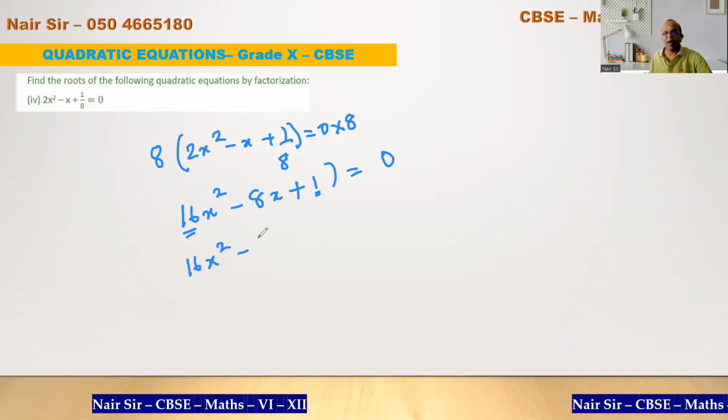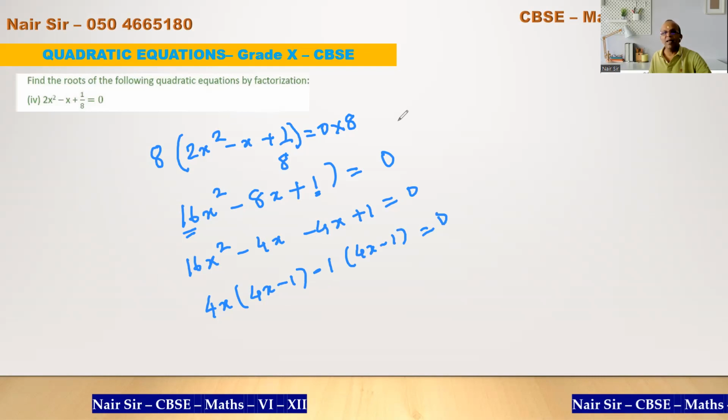16x squared minus 4x minus 4x plus 1 is equal to 0. What can I take common? I can take 4x common, and I need 4x minus 1. So what can I take common from the second pair? Minus 1 common: 4x minus 1 is equal to 0.